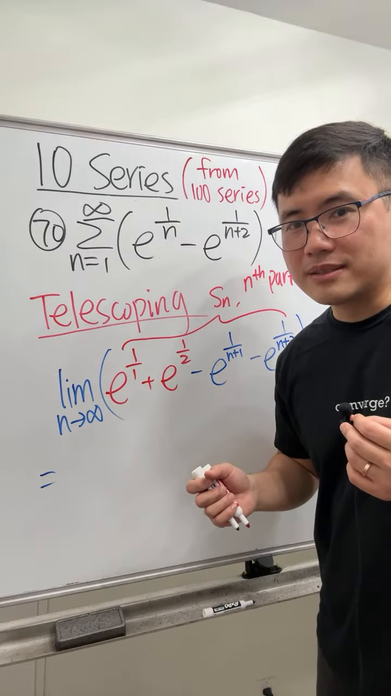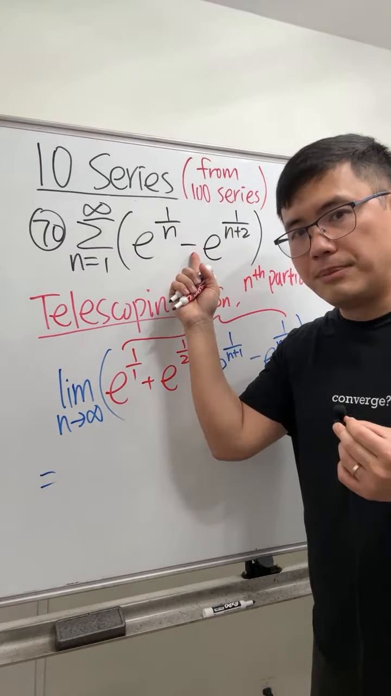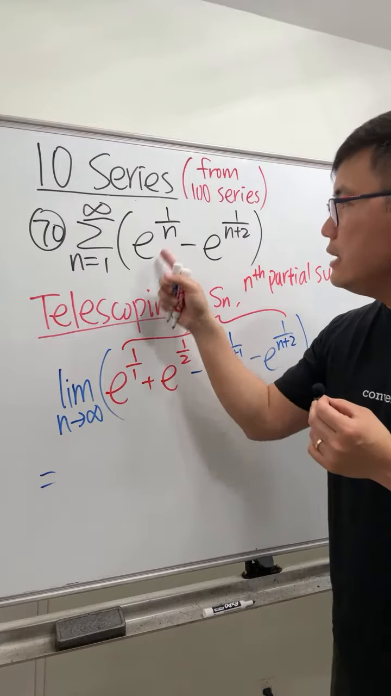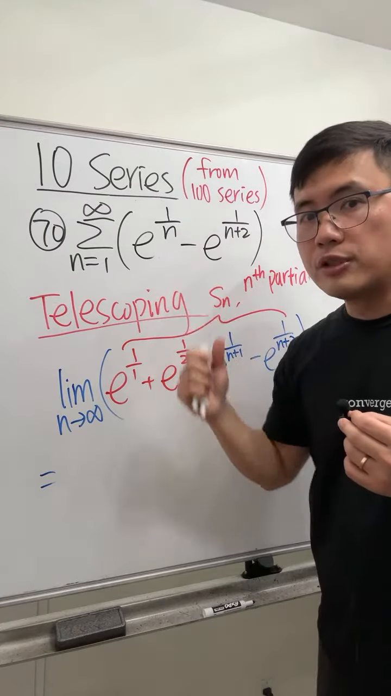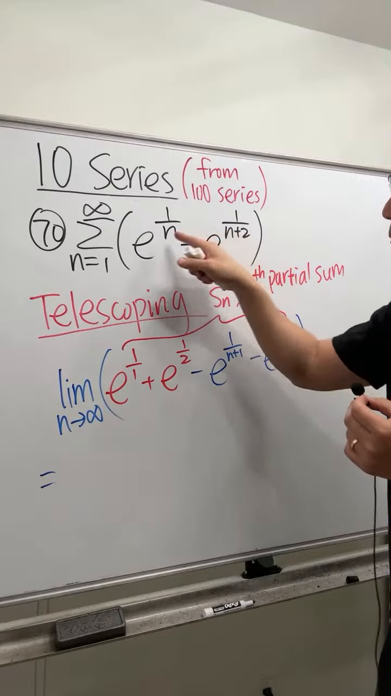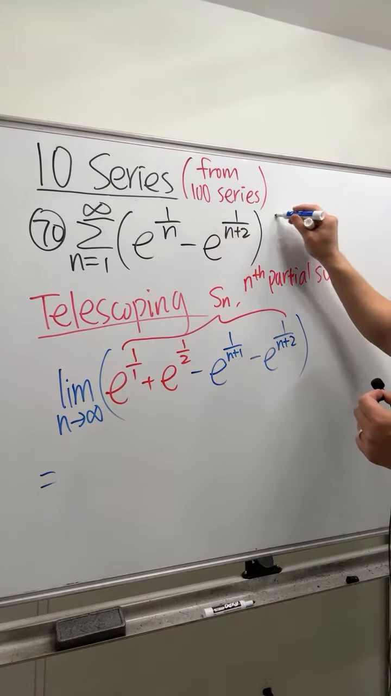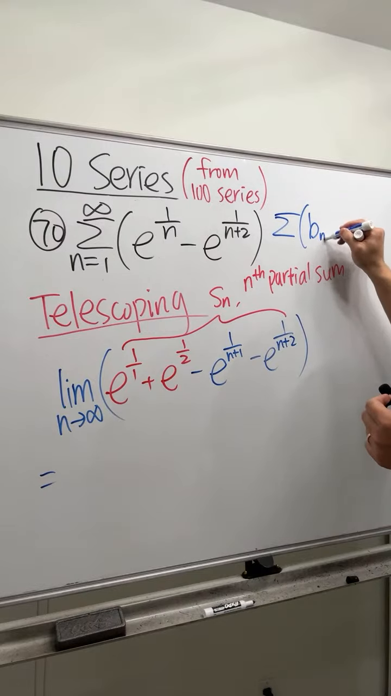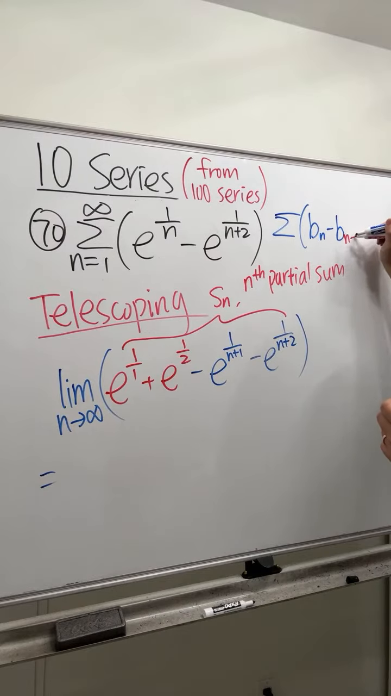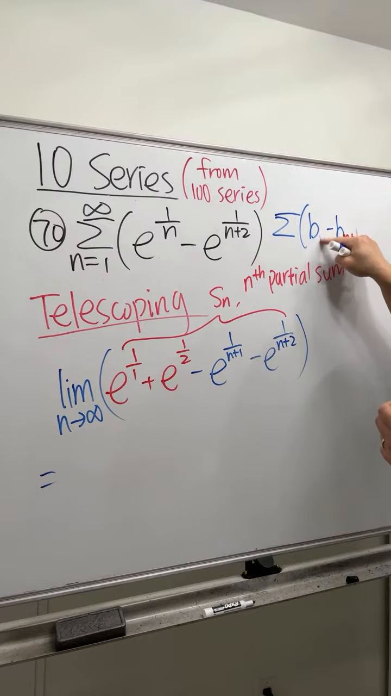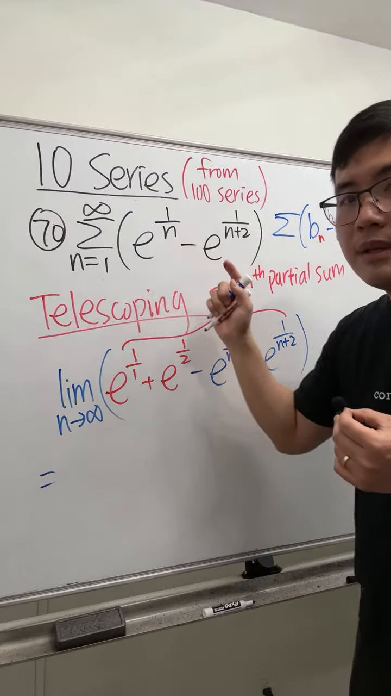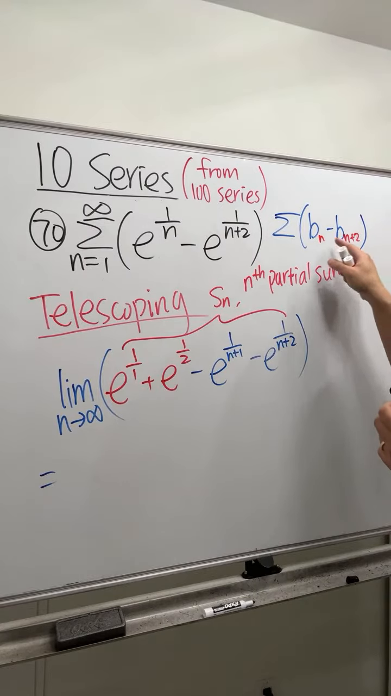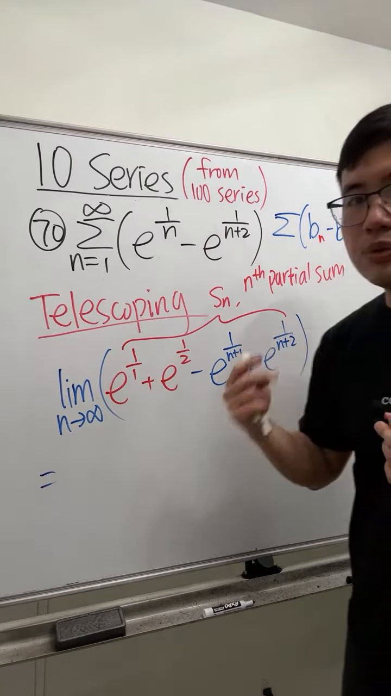How do we know this is telescoping? Because firstly, a subtraction is a big hint. Secondly, e to the 1 over n and e to the 1 over n plus 2, you can see that the structures are the same, but they are off by 2. Here, you can look at this as a series of bn minus bn plus 2. In this case, bn is e to the 1 over n. And you see bn and bn plus 2 are the same series, but they are just off by 2 terms.